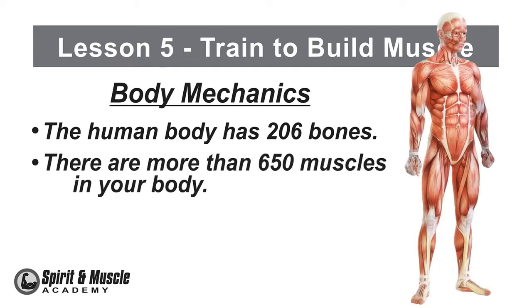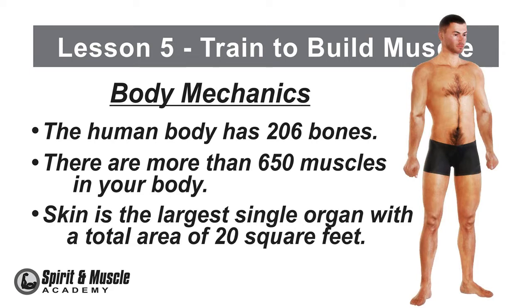There are more than 650 muscles in your body, which make up about half a person's body weight. There are 3 types of muscle. Smooth muscle is what makes up our digestive system and is also found in the walls of blood vessels. Cardiac muscle is unique to the heart, and skeletal muscles are what hold our bones together and allow us to move and get around and exercise. Inside your body is all your internal organs, and outside your body is your single largest organ, your skin, with a total area of about 20 square feet. Skin protects us and helps regulate body temperature.